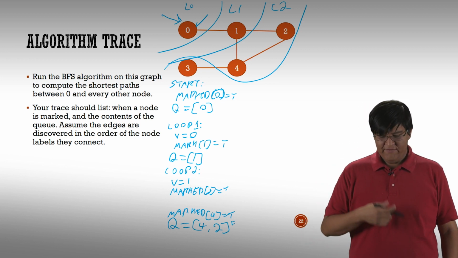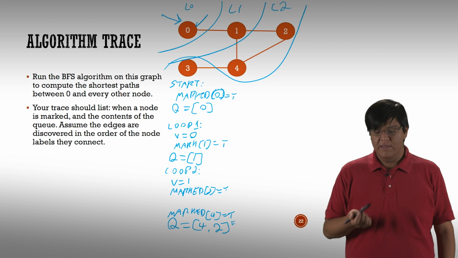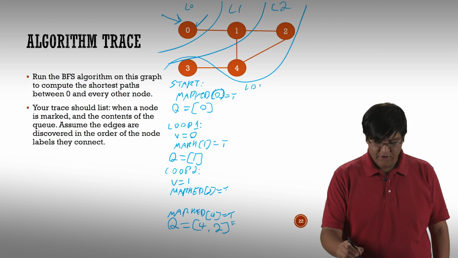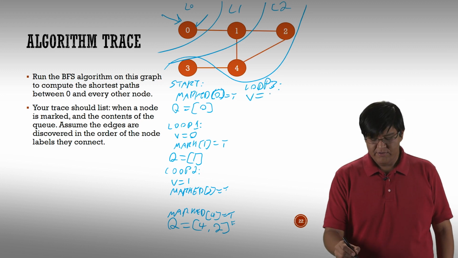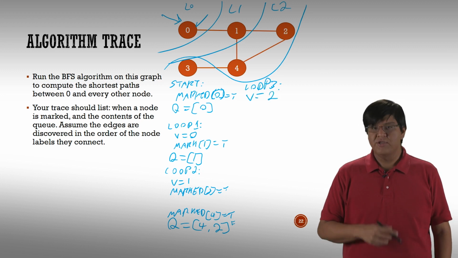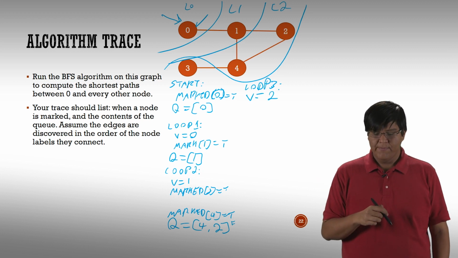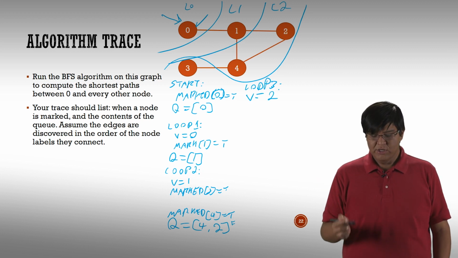All right, so I've gone through my loop. I've explored a little bit more. I've added 2 new things. I need to continue, so I'll go over here and do my loop. It should be loop 3. In loop 3, my V is going to be equal to 2, because that's the thing in front. So that's what I'm going to pick out. 2 is in front, and 4 is still left in there. So I'm looking at 2.